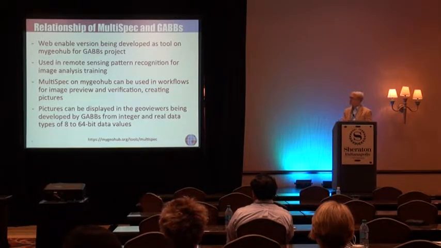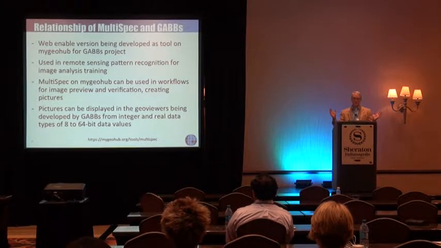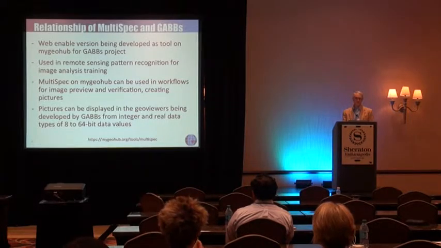It's used for remote sensing pattern recognition and image analysis training, the fundamentals of it. Plans on MyGeoHub are for it to be used in workflows, so people can take multispectral images and output them into a red, green, blue type picture that can then be put onto some of the other viewers being developed as a part of GABS. It can take in integer and real data, from 8-bit to 64-bit data values.